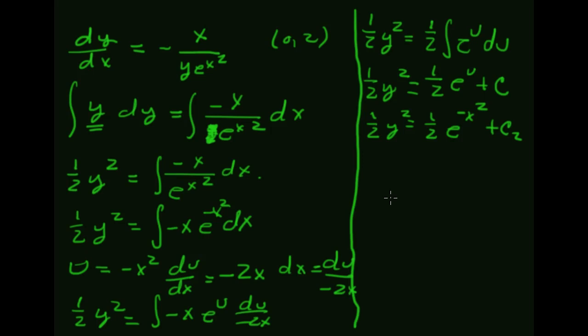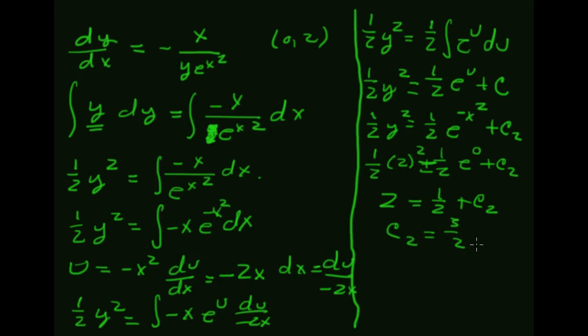All right, so our initial value here is that y is 2 when x is 0. So that's 1/2 times 2 squared is equal to 1/2 e to the 0 plus c2. So 2 is equal to 1/2 plus c2, which means that C2 is 3/2.